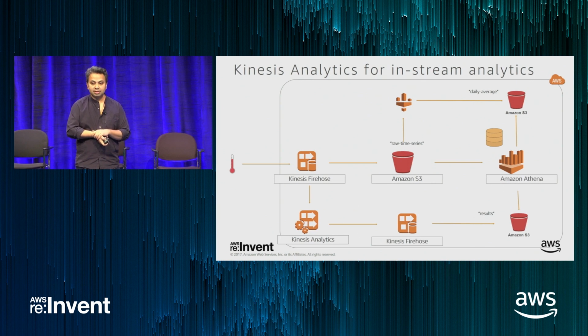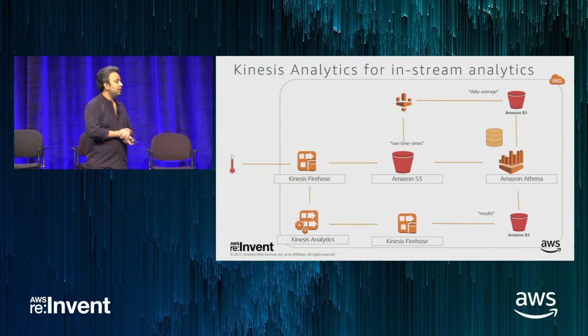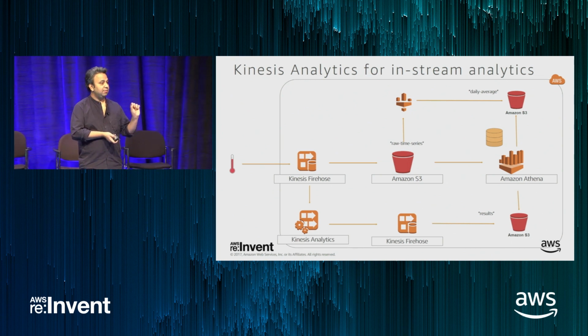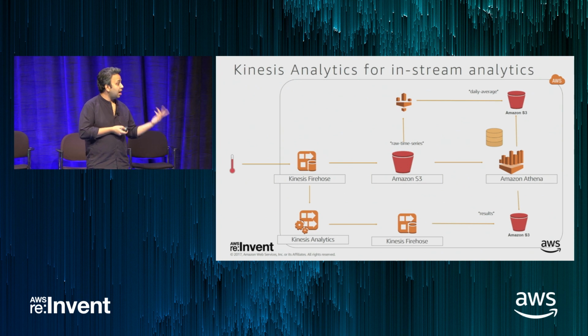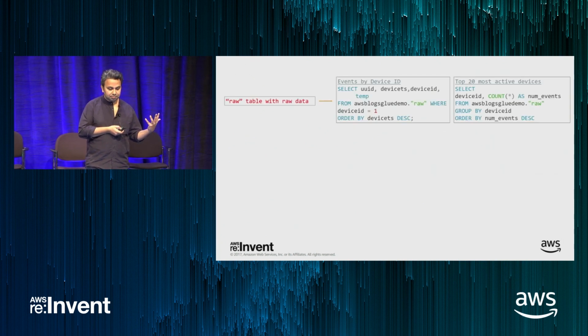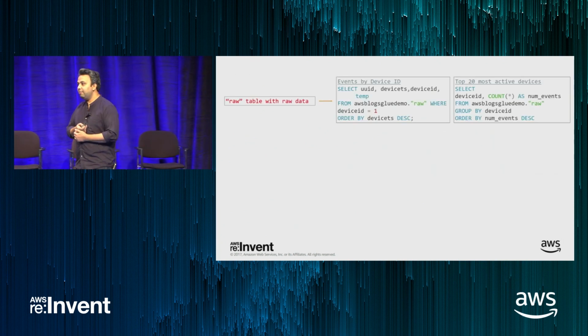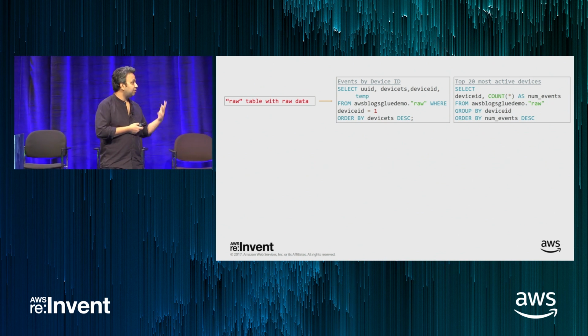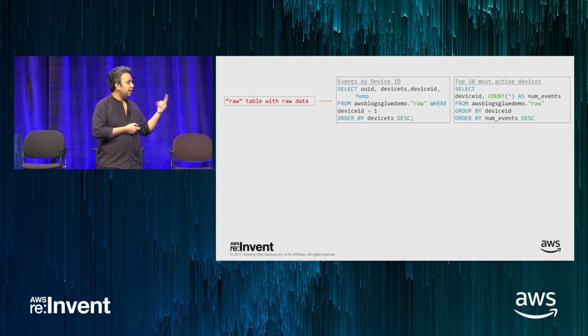Now if I wanted to do the real-time stuff, what I could do is hook Kinesis Firehose to something like Kinesis Analytics, and the analytics can give me a daily inefficiency count and push this into S3. So now I have a table that gives me a real-time view of what the daily efficiency was. I can also build a dashboard on top of this. So I have three different tables now: a raw table, a daily aggregation table, and a real-time table.